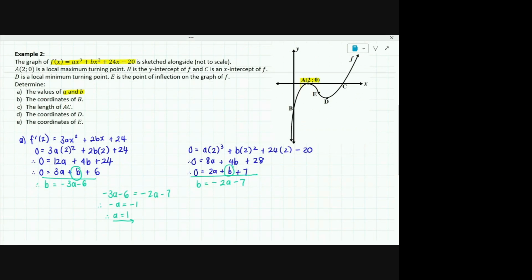Right, we have the first equation that we worked out over here, as well as the second equation. It doesn't matter which one you substitute back into. Okay, it makes absolutely no difference. So let's just go here. B would be equal to minus 2 times 1 minus 7. So B is equal to negative 9.